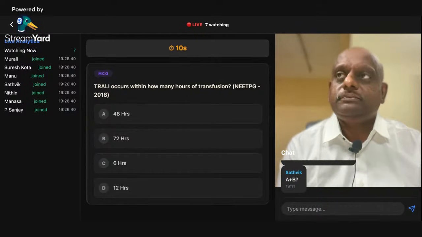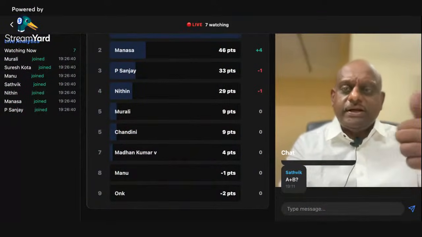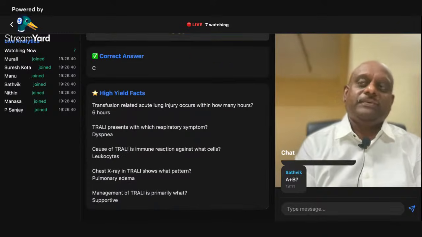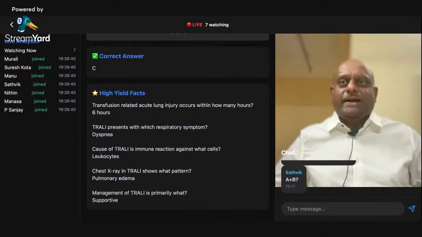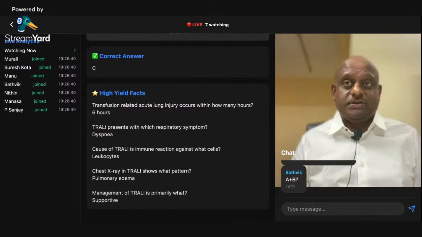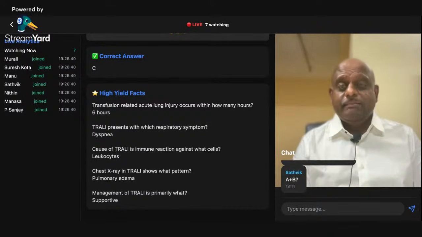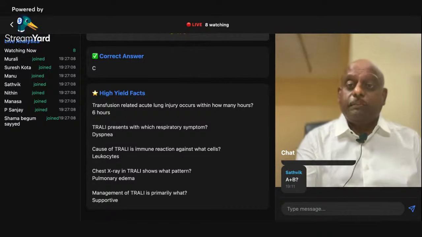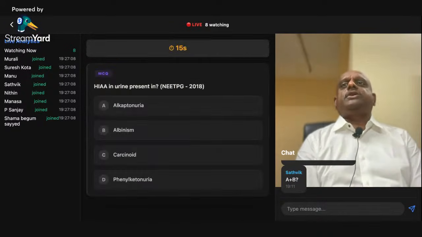So typically it is within 6 hours that TRALI happens. TRALI presents with dyspnea. TRALI is an immune response against leukocytes. There is a pulmonary edema on the chest X-ray. Mainly you need to give supportive therapy to treat TRALI, is what we should remember.